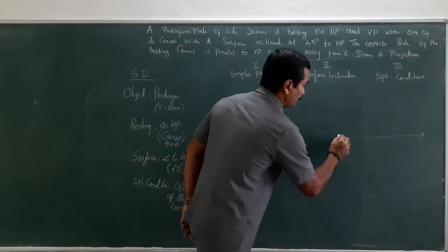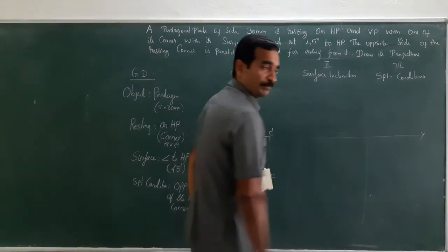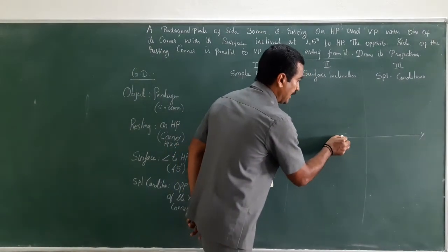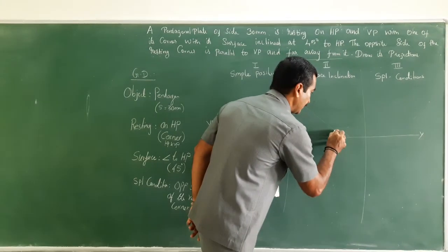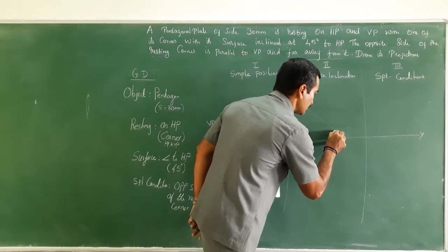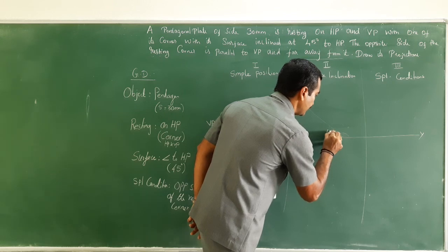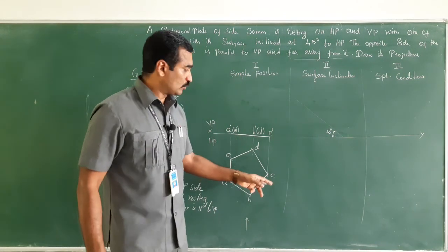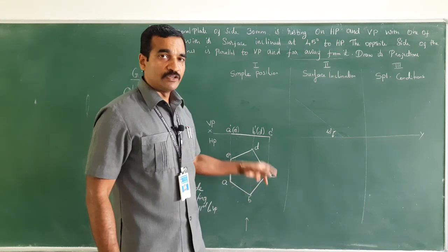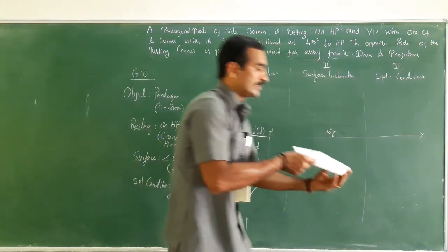Choose a point. Keep your protractor in this manner, and draw a 45 degree line. This could be 45 degree. Right. Now how is it resting? With one of the corners, with point C resting, right? This is how it is resting.